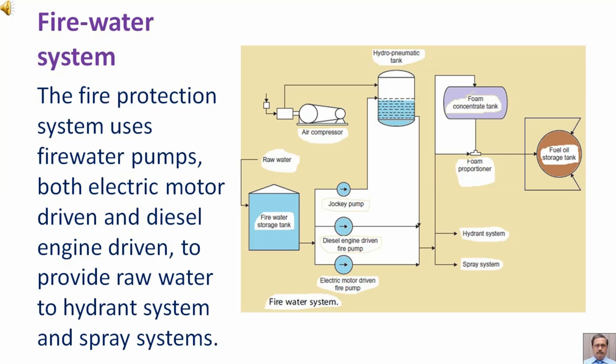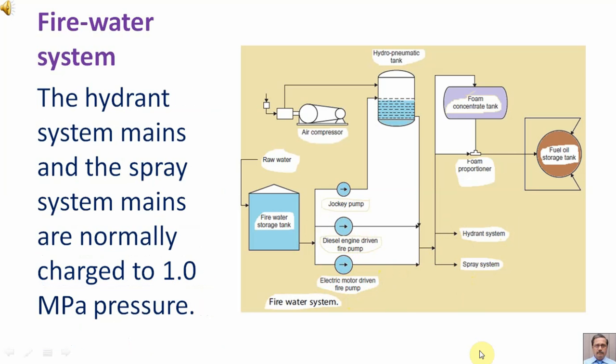Fire water system. The fire protection system uses fire water pumps, both electric motor driven and diesel engine driven, to provide raw water to hydrant system and spray systems. The hydrant system mains and the spray system mains are normally charged to 1 megapascal pressure.